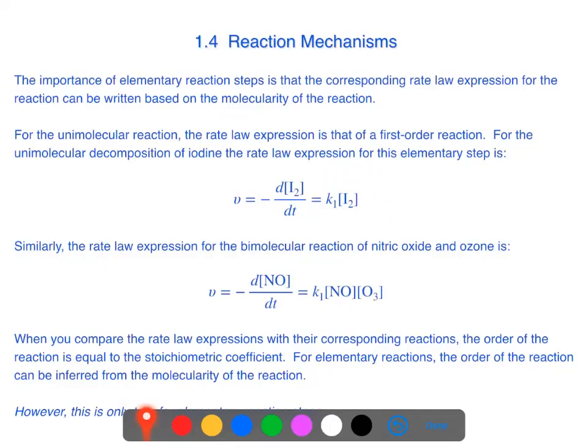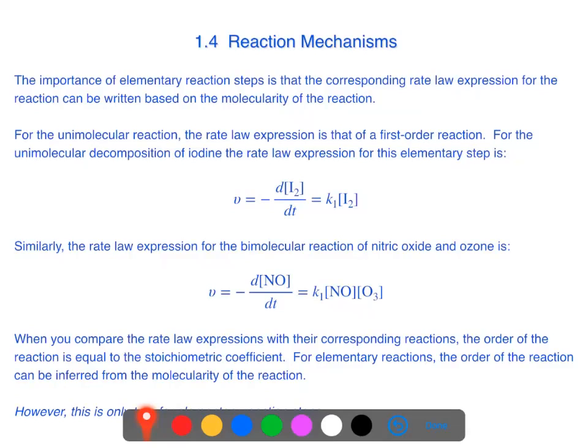Similarly, the rate law expression for the bimolecular reaction of nitric oxide and ozone is also shown. So again, for this elementary step, the consumption of nitric oxide is equivalent to the rate constant K1 and a product of the concentrations of both nitric oxide and ozone. And so you can see in this rate law expression, we have two terms, both to the power of 1, and so the overall order of this reaction is second order.